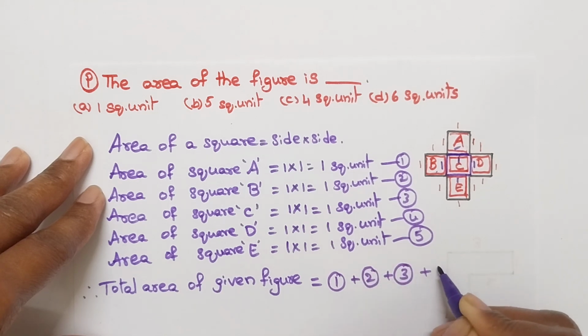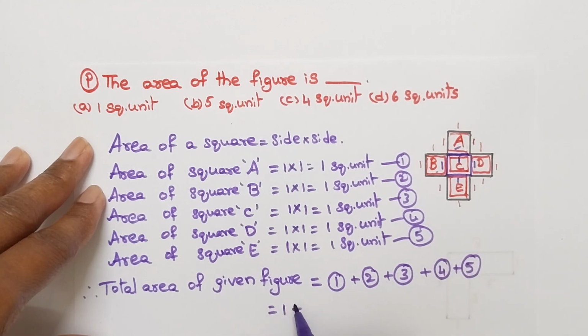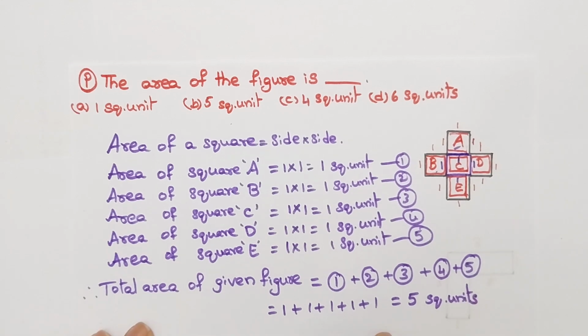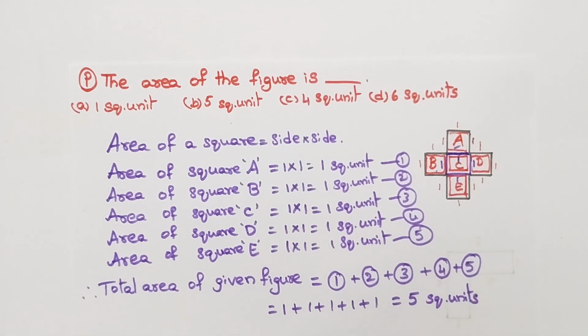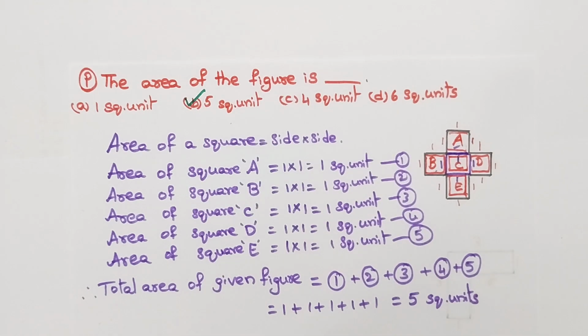That is 1 plus 2 plus 3 plus 4 plus 5 squares, that equals 1 plus 1 plus 1, all are 1 only, equals 5. As this is area, we have to give the unit as square units. So the answer is 5 square units. Which option is the correct one? Option B.